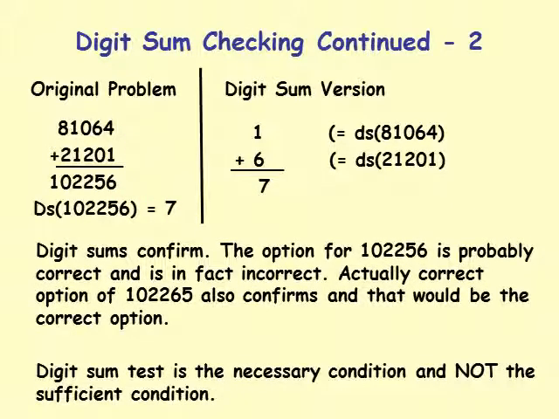Okay, let's see how digit sums confirm the option 102256. It is probably correct and is in fact incorrect. Actually, the correct answer is 102265, where 5 and 6 are to be replaced. That also would confirm the digit sum, and that would be the correct option. So if this is an option for this problem, another option must be 102265. That also would confirm, and that would be the correct answer. Okay, let's continue here.